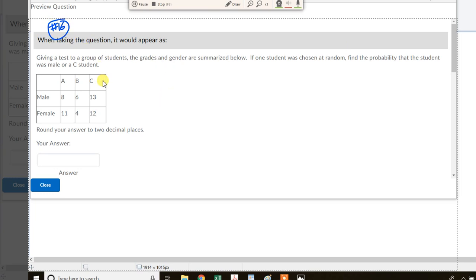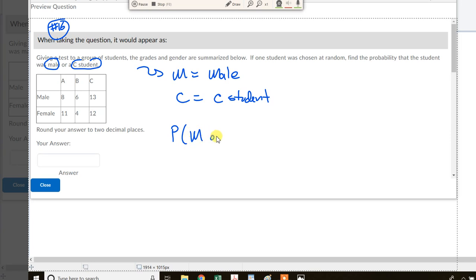So what do we do? Well, we're asked for what? Male or C student. Okay, so we'll let M equal male. We can let C equal C student. It's safe to do that. Usually we reserve C to mean the complement of an event, but we're not dealing with any complements here, so we can just use C for the fact that it's a C student. Okay? So we want the probability of male or C. Now, according to the basic formula, what is that? That's the probability of being male plus the probability of being a C student minus the overlap.